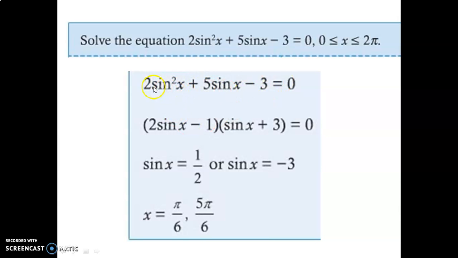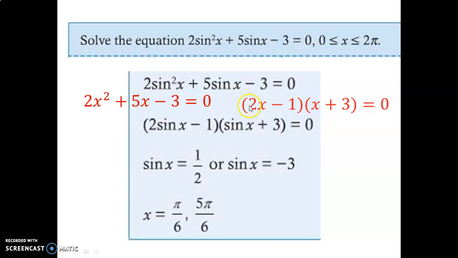If this was a quadratic, it would be like 2x squared plus 5x minus 3. So factored form is 2x minus 1, x plus 3. Let me show you that. So this looks like this quadratic, 2x squared plus 5x minus 3, which factors into 2x minus 1, x plus 3. So that is what's written here. Instead of x, we have sine x, right? So that's the factored form there.